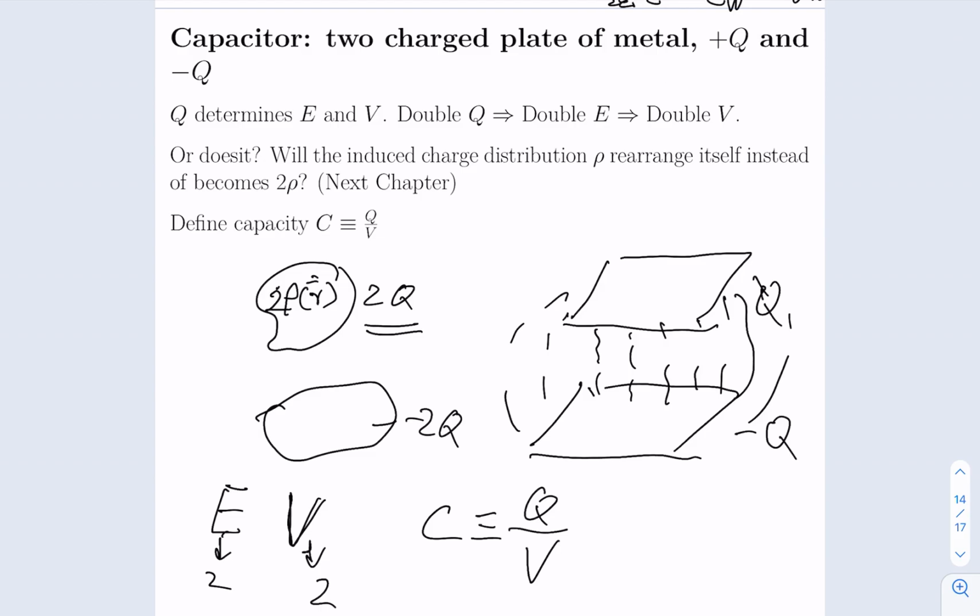And my claim here is that what happens in reality is that all this surface charge distribution simply becomes multiplied by a factor of 2, and we are saved from this disaster. And this capacity is really constant. To see why, we have to go to the next chapter, chapter 3.